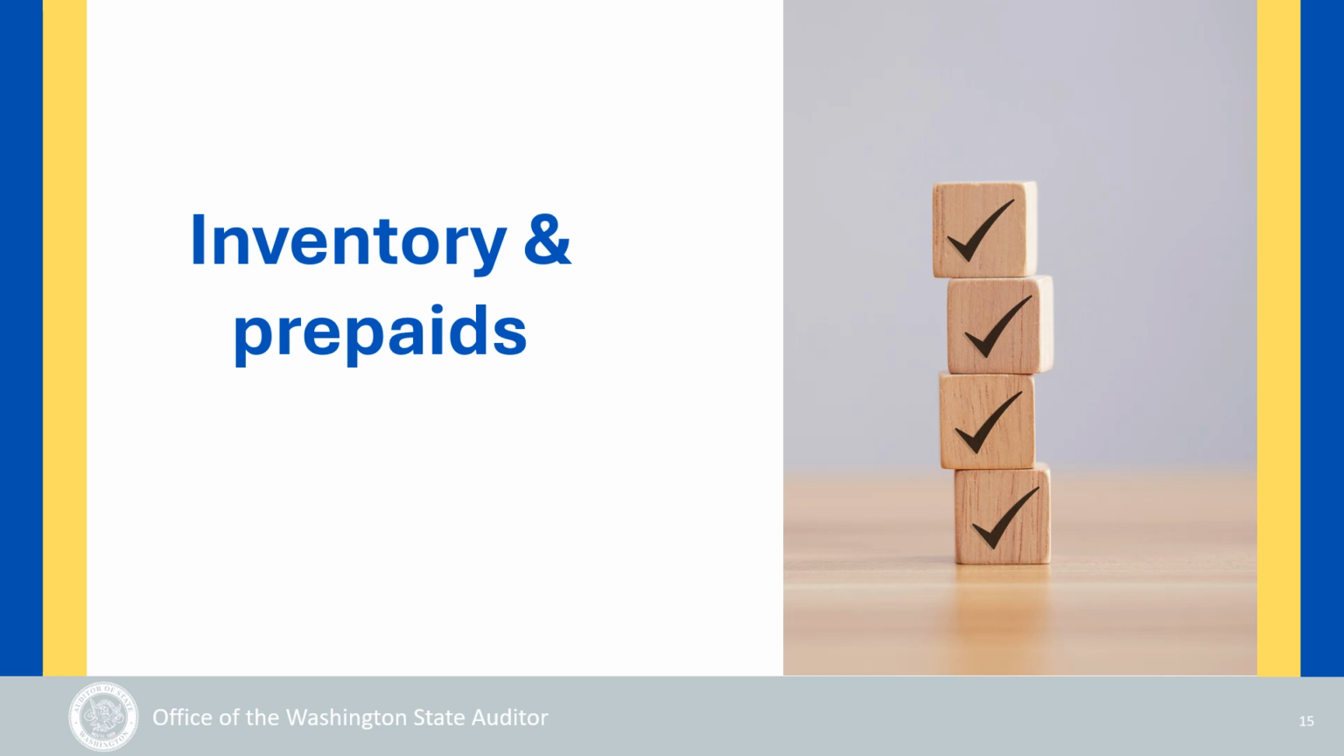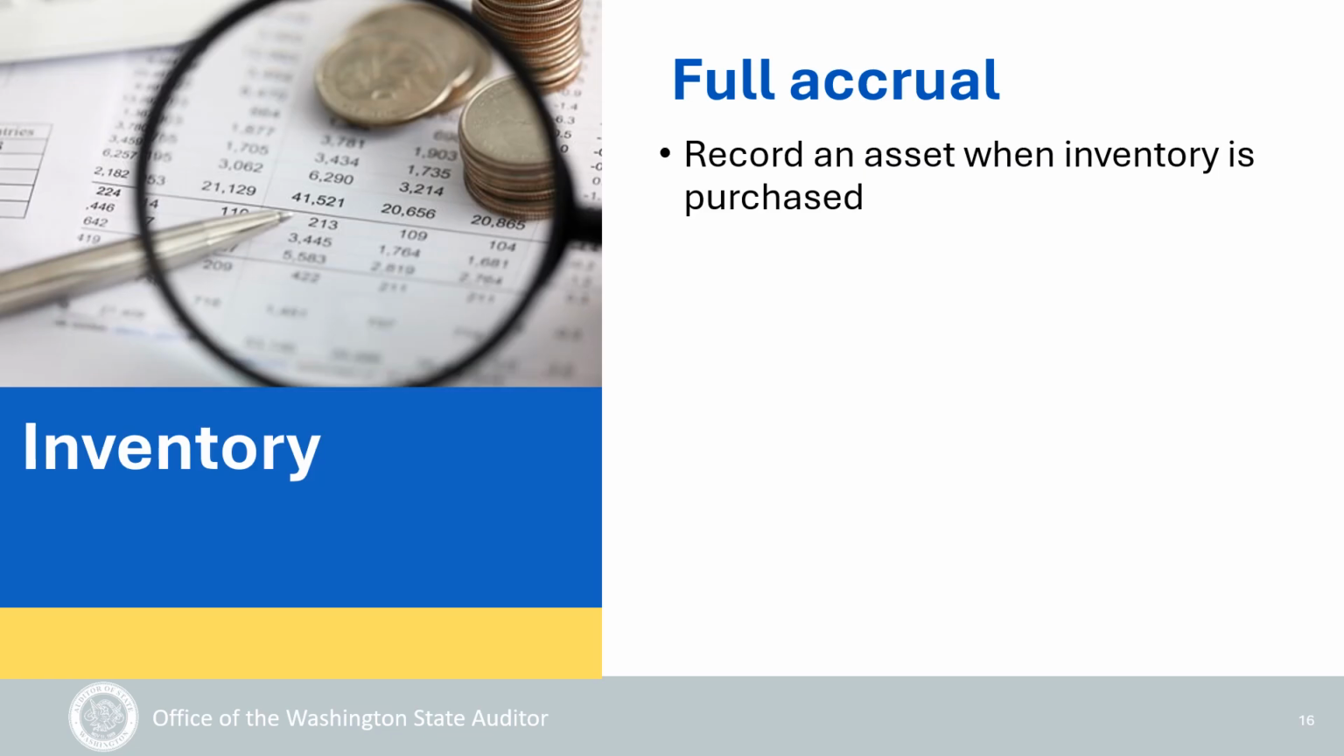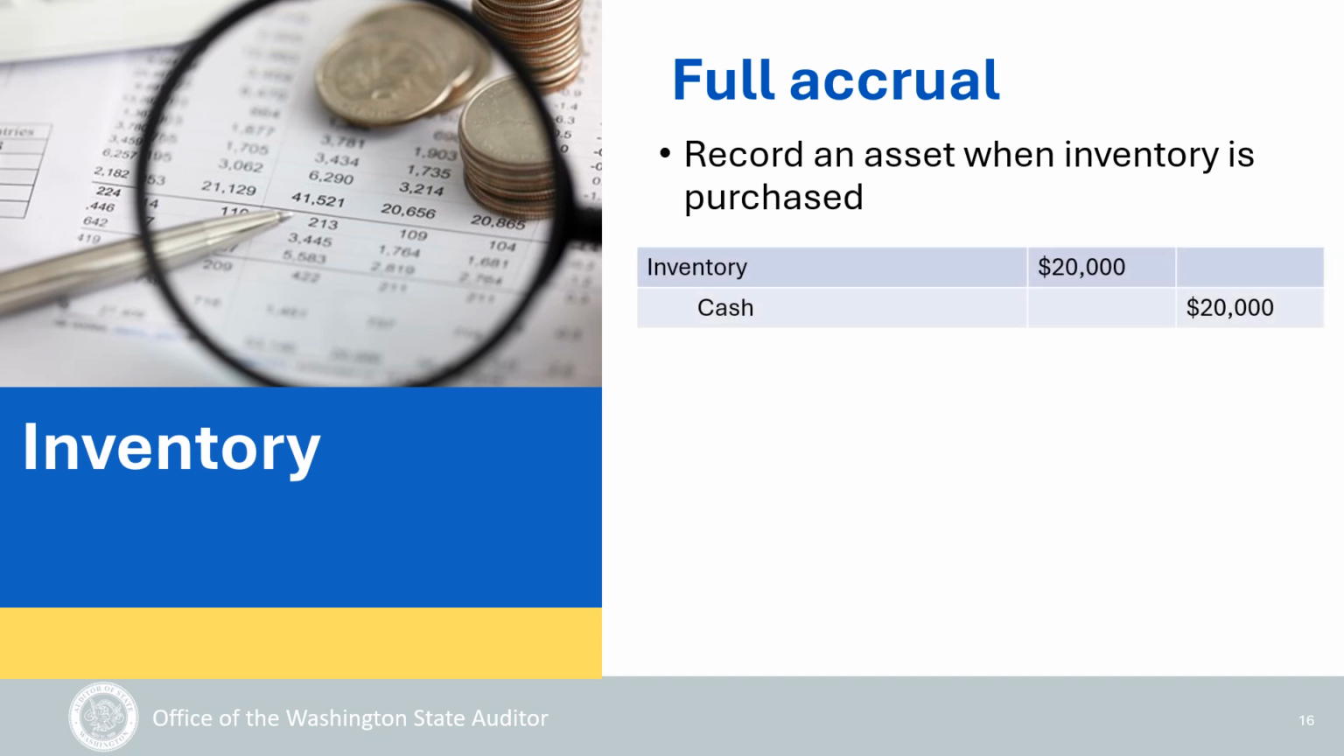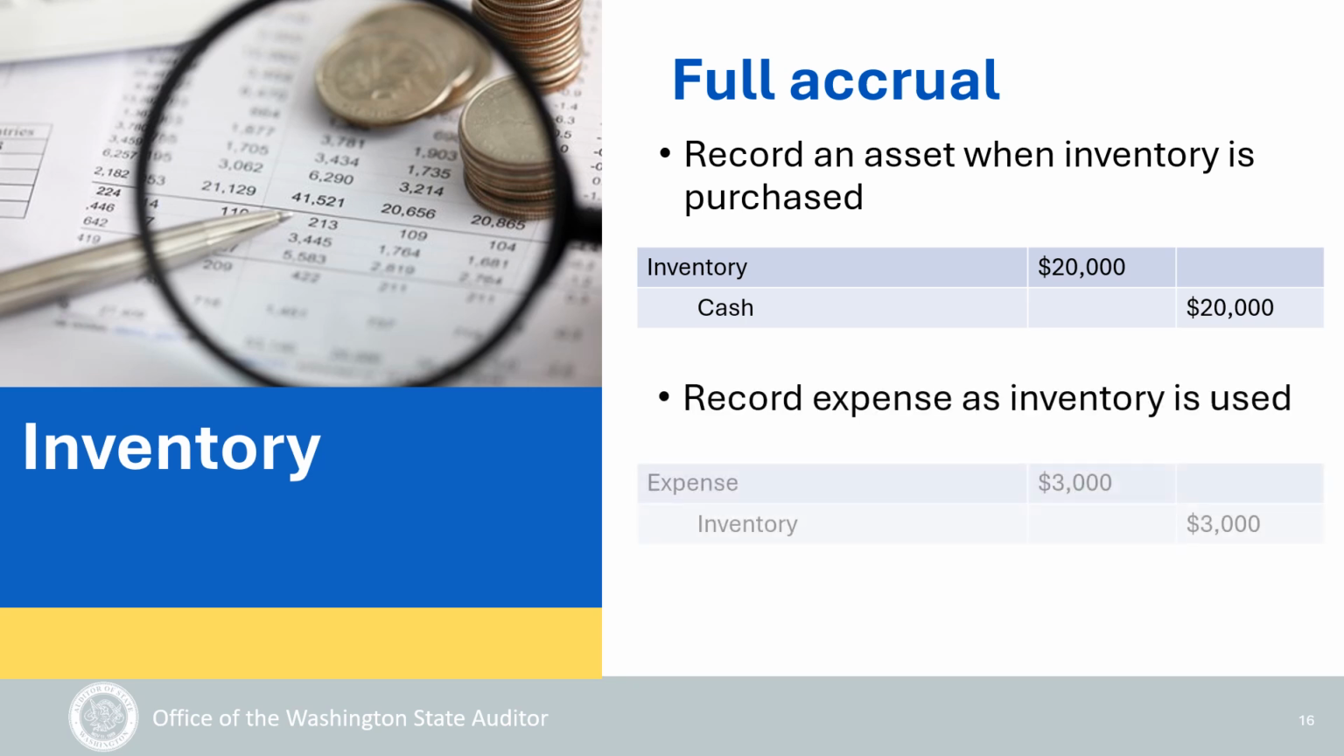Now let's talk about some other assets, inventory and prepaid items. Under full accrual accounting, we record an asset when inventory is purchased. We debit inventory and credit cash. Then, when we use up the inventory, we record an expense, which is a debit, and reduce the inventory, which is a credit.